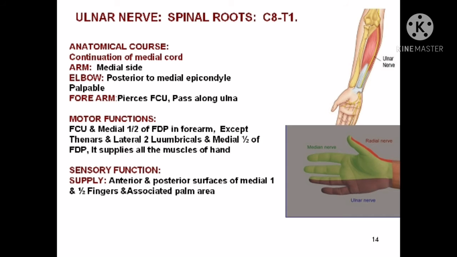The motor functions: it supplies the flexor carpi ulnaris and the medial half of the flexor digitorum profundus in the forearm. In the hand, it supplies all the muscles except the thenar muscles and the lateral two lumbricals. In the thenar region, its deep branch supplies the adductor pollicis muscle. The sensory function: it supplies the anterior and posterior surface of the medial 1.5 fingers and the associated area of the palm.